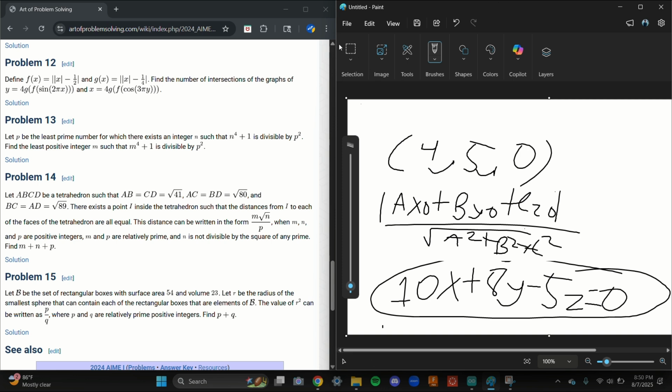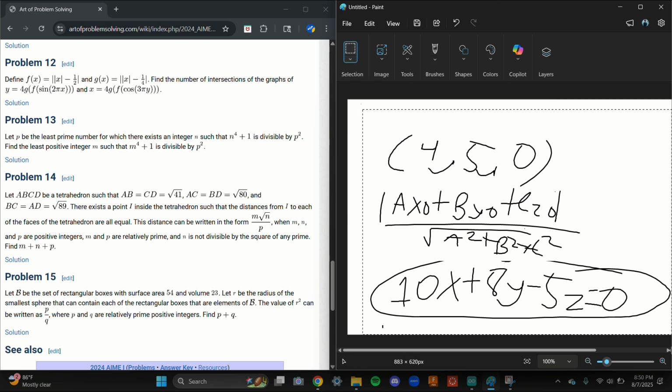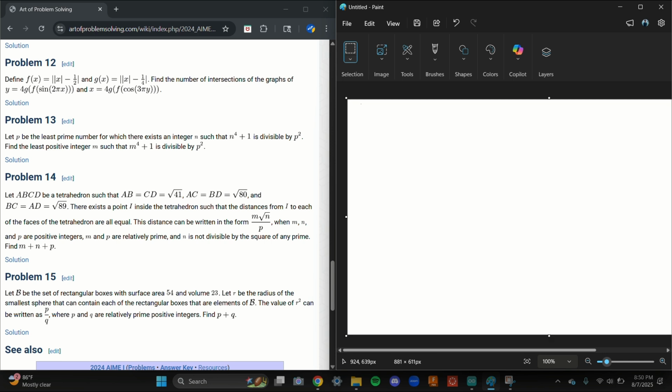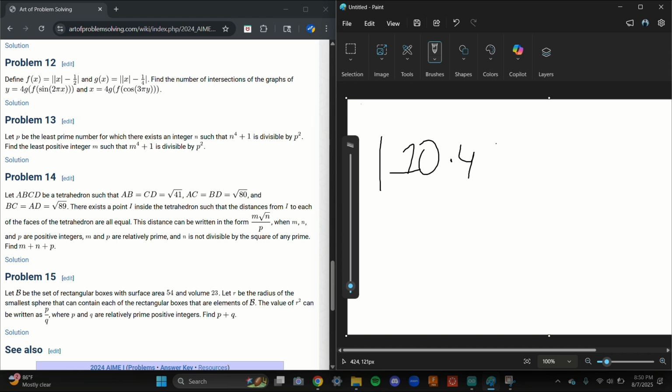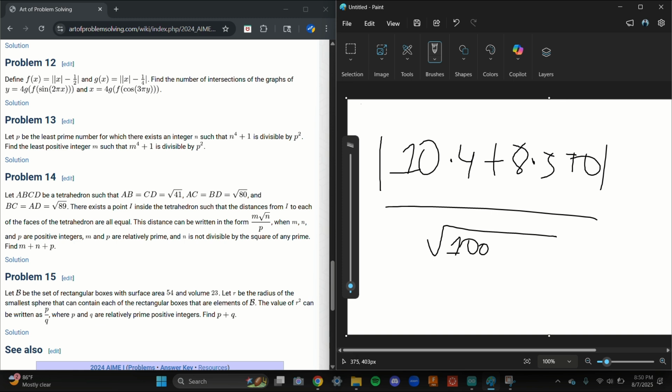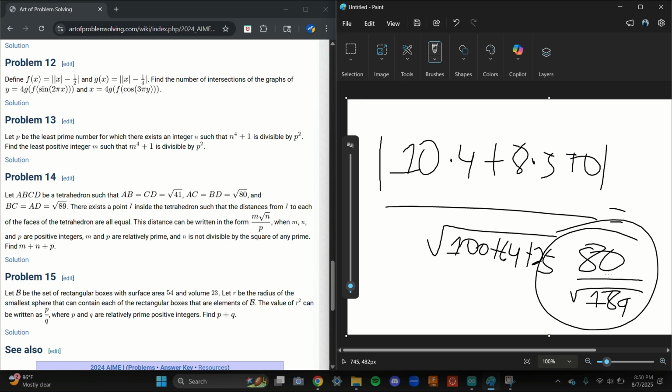Okay, and so now we just have to find that. So let me do that real quick. That's going to evaluate basically to 10 times 4 plus 8 times 5 plus 0, this absolute value, over the square root of 10 squared, which is 100, 8 squared, which is 64, and 5 squared, which is 25. And this simplifies to 80 over root 189. So this is the height of our tetrahedron.